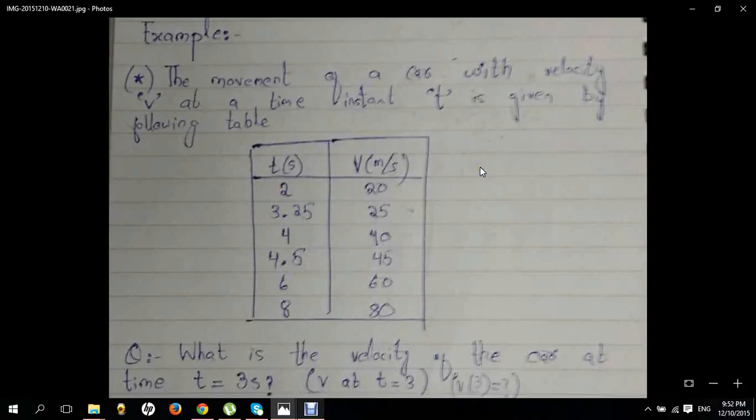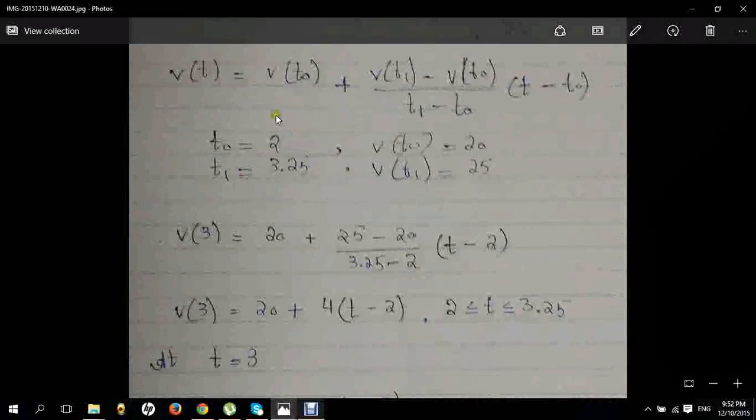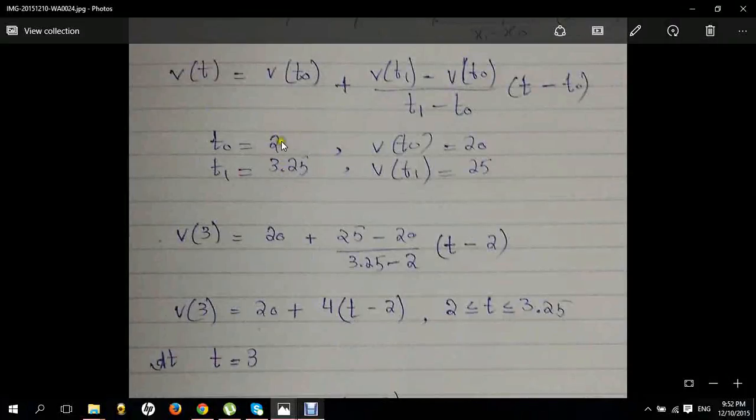This is an important thing that you must remember before picking our pair: the table must be in ascending order. That is, the time must be in ascending order, because when we are going to pick our values, we may pick wrong values. I will explain that later. So we have our pair, which is 2 and 3.25. Our first value, t naught, is equal to 2, and our second value is t1, which is 3.25.